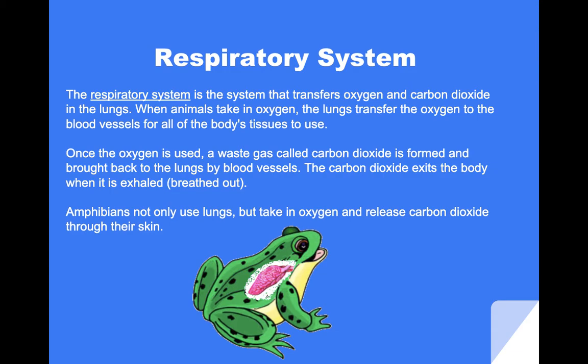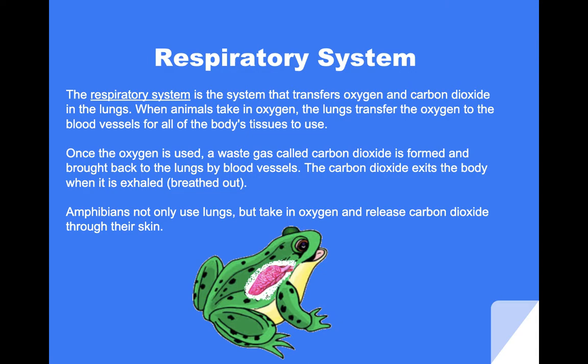When animals take in oxygen, the lungs transfer the oxygen to the blood vessels for all of the body's tissues to use. Once the oxygen is used, a waste called carbon dioxide is formed and brought back to the lungs and blood vessels. The carbon dioxide exits the body when it is exhaled. Carbon dioxide is considered a waste of our body, but it's also a very useful thing because plants use carbon dioxide to create glucose and to create oxygen for us, which we breathe in. And it's a cycle. We breathe in the oxygen and release the carbon dioxide.